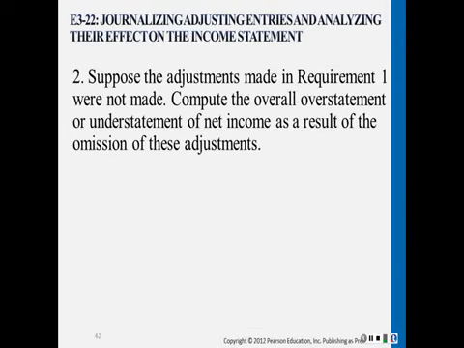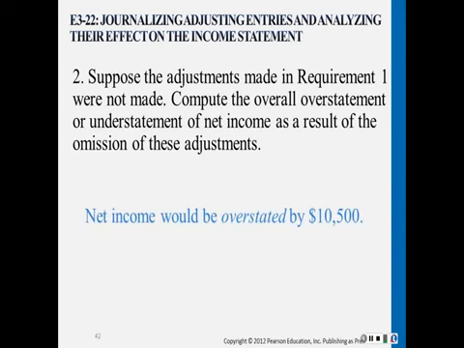Suppose the adjustments made in Requirement 1 were not made. Compute the overall overstatement or understatement of the net income as a result of the omission of these adjustments. Net income would be overstated by $10,500.